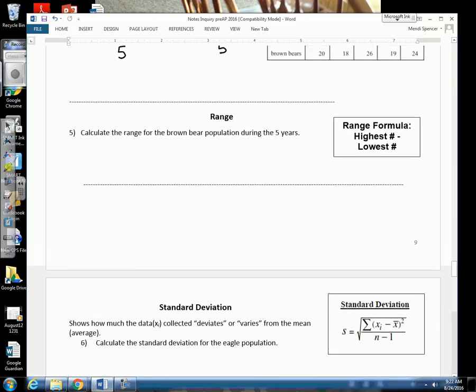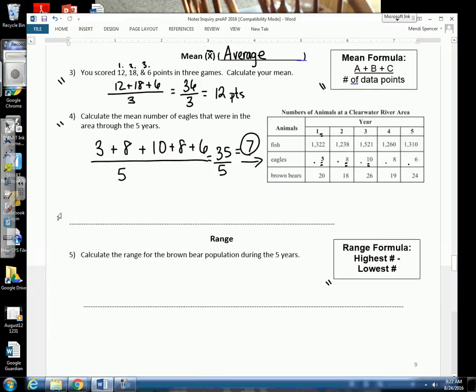Going down to range. Range is a pretty simple calculation. You just have to find the highest number and subtract the lowest number, and that's going to give you your range. Oftentimes you're asked to calculate range on your EOC exam. So it says calculate the range for the brown bear population. A mistake that students will make is they'll just read the wrong part of the graph, and they'll read for fish or for eagles, but it's for brown bears during 5 years.